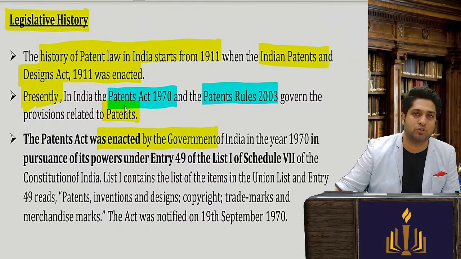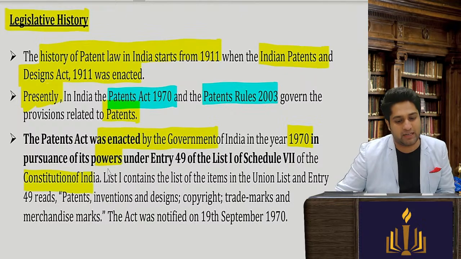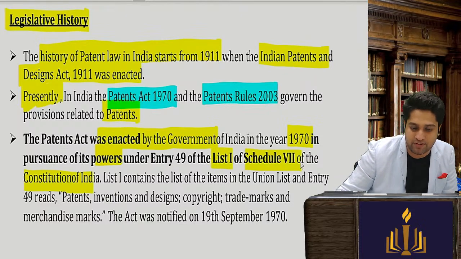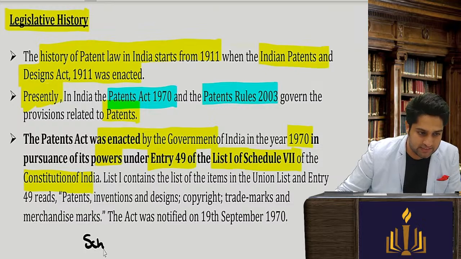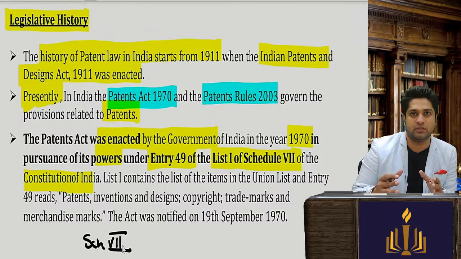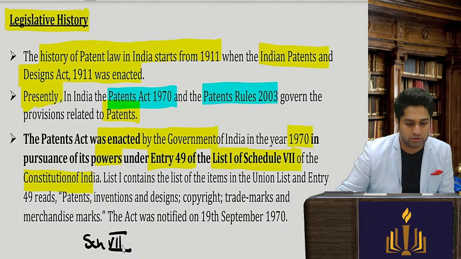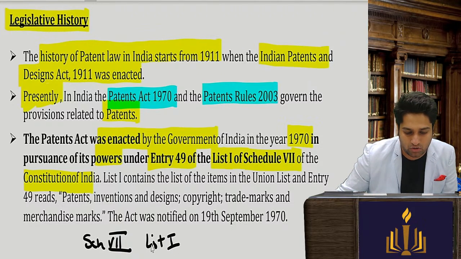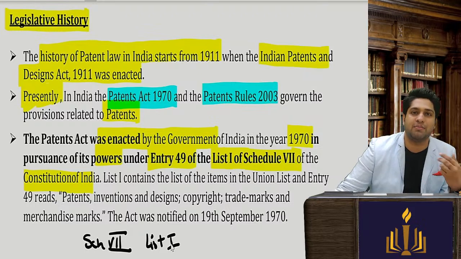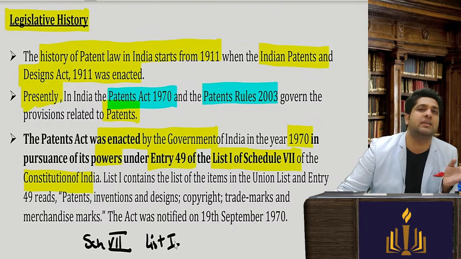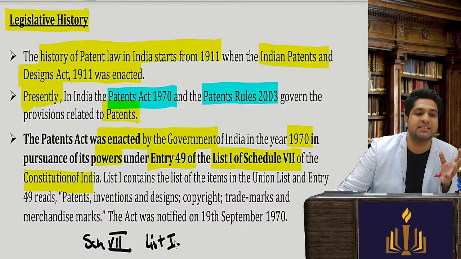The Patents Act 1970 was enacted pursuant to the powers given in the Constitution of India, in Schedule 7, List 1, Entry 49. Schedule 7 of the Constitution divides the powers of the central government, the state government, and certain powers which both can use. This comes in List 1, which means this entire law is made by the central government. Patents are governed and administered by the central or union government because it is given in List 1. Whatever comes in List 2, the state government will handle. So this is a central act.